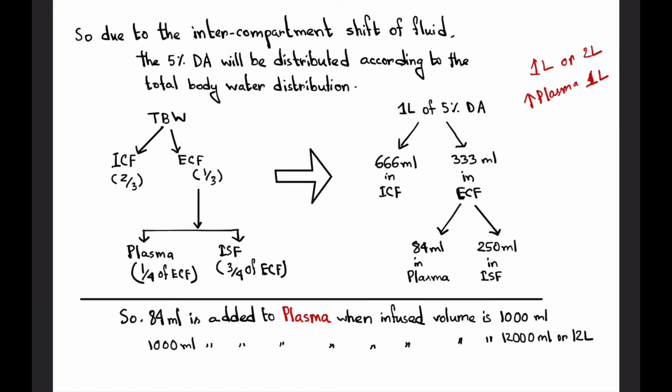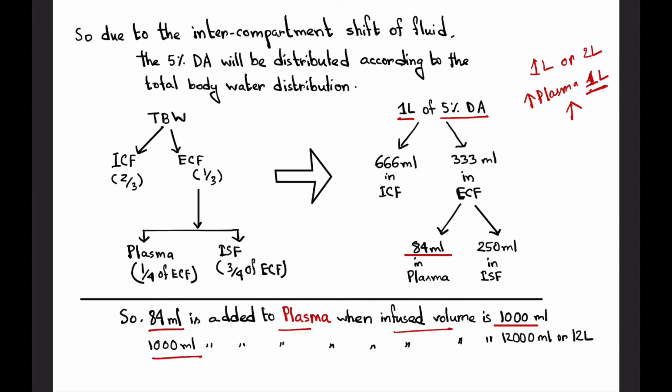So if you infuse the patient with 1 liter of 5% DA, you can actually expand the plasma volume by 84 ml. So 84 ml is added to the plasma when the infused volume is 1000 ml. And you want this. You want expansion of 1000 ml or 1 liter to the plasma.